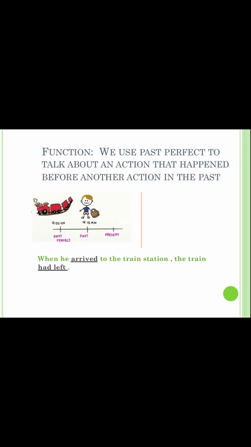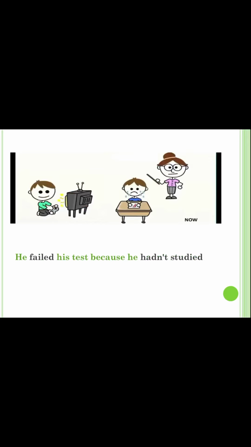So we use simple past and past perfect in the same sentence. But the past perfect happened before the past simple. Okay? So when he arrived, simple past, to the train station, the train had left. أو نقدر نحكي the train had left before he arrived. Okay? Look at the second example.